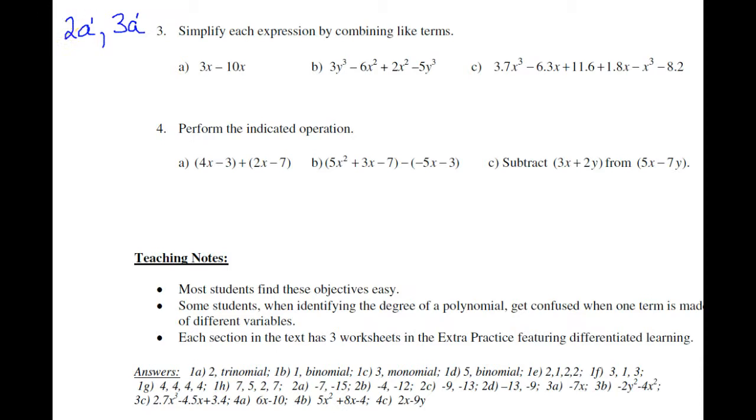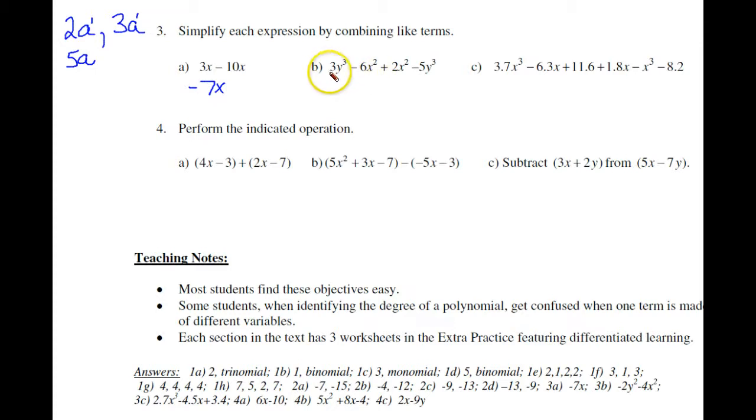Now, when we add or subtract like terms, we just deal with the numerical coefficient. The variable doesn't change at all. Some people lost points because they were changing them. They don't change when we're adding or subtracting. So this one would just be 5a. This is going to be a negative 10 and a 3, a negative 7x.